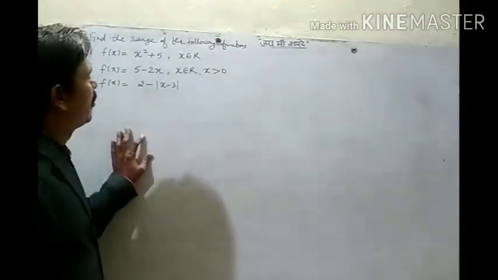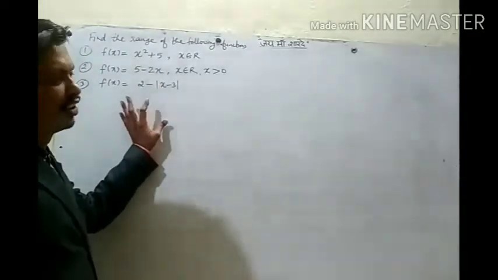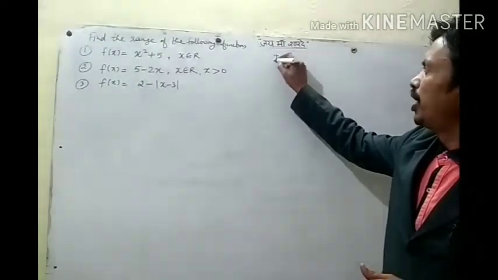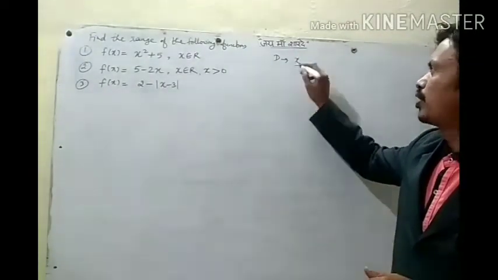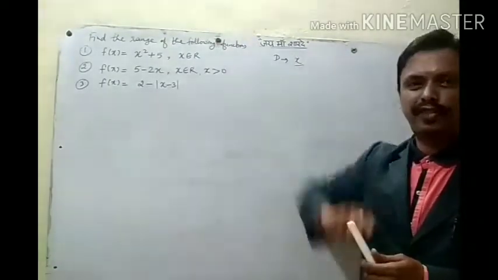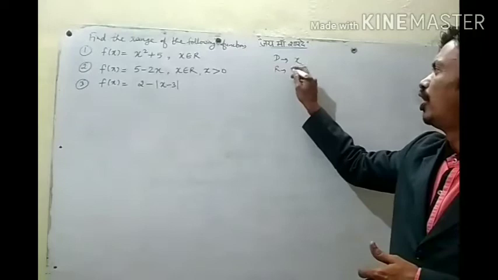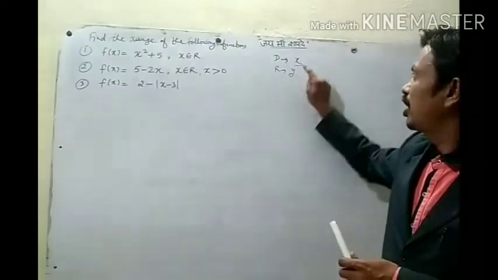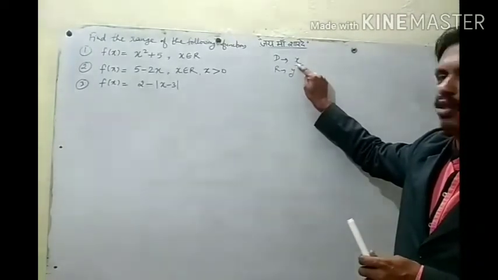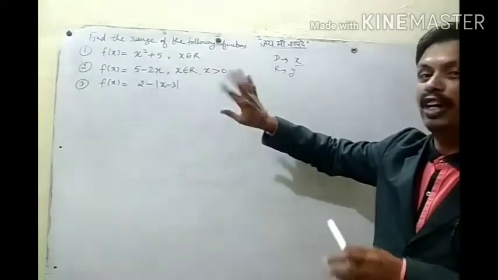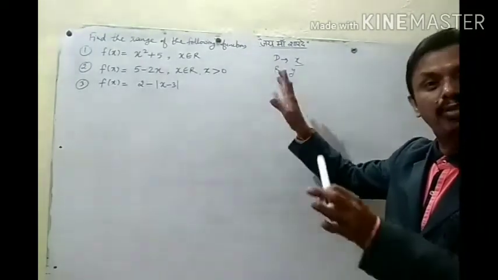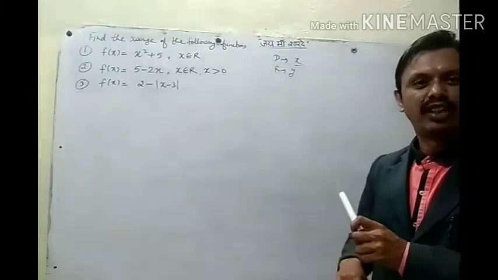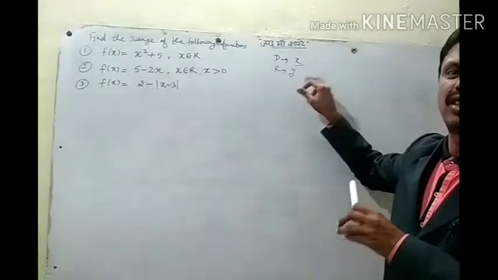Now we will find the range of these functions. Now, what is range? Your domain is the set of values of x for which your function is defined, and range is the values of y which we get when we put values of x. Whatever domain is given, those values of x we put in the given function, and what we get, that is our y, and that will be the range. All the values of y will form one set, that will be the range. Okay, all the values of x, domain, all the values of y, range.